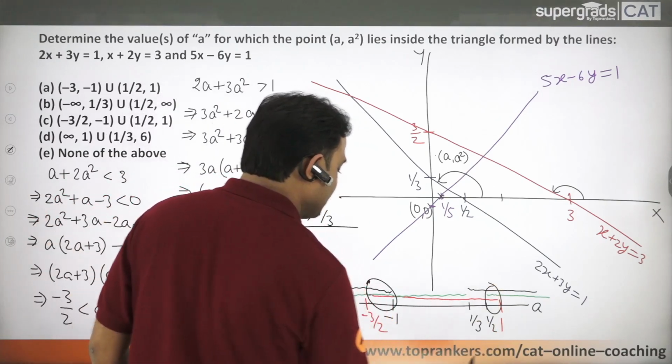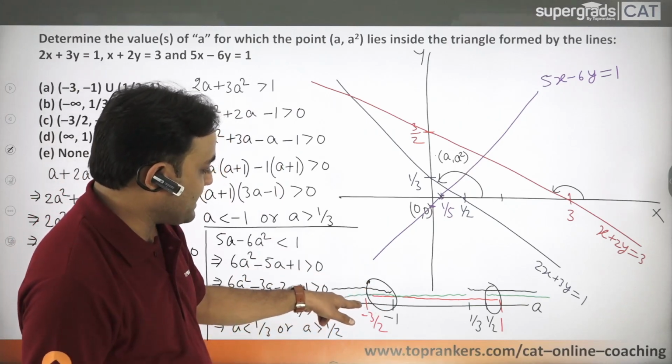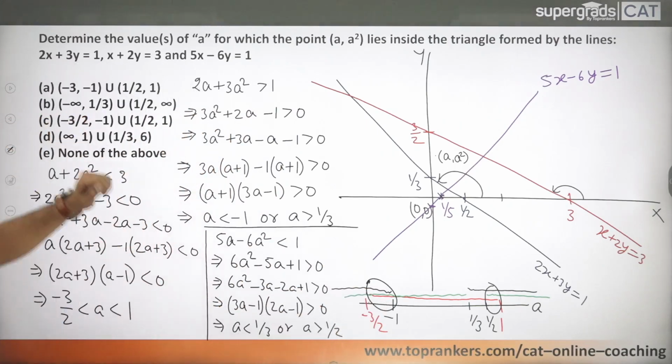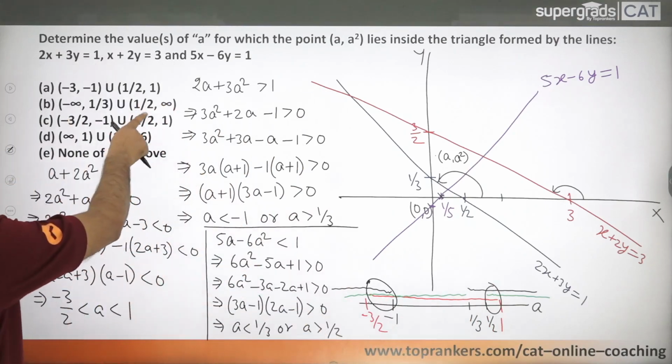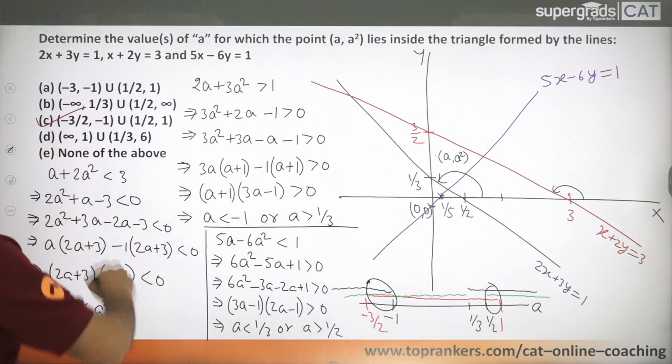What are those areas? So the range for a is when a is between minus 3 by 2 to minus 1, and 1 by 2 to 1, this one. So our correct answer is option C.